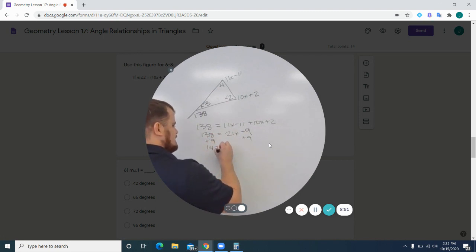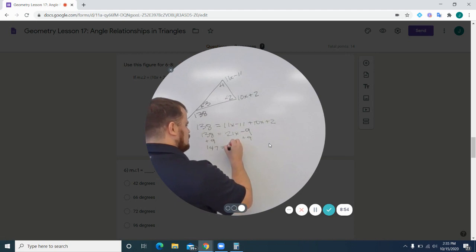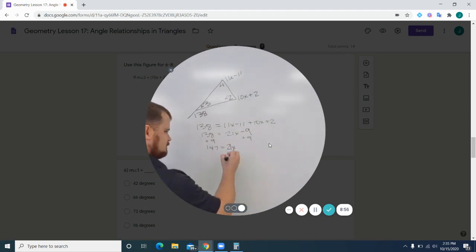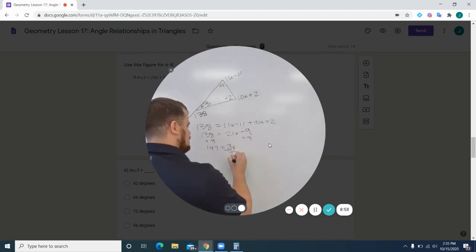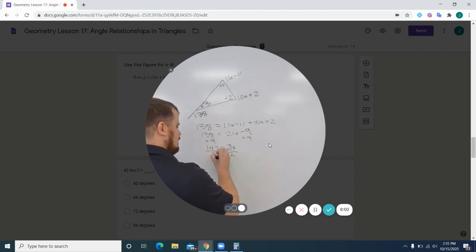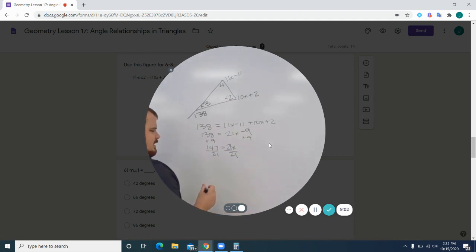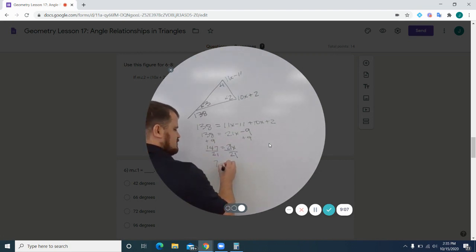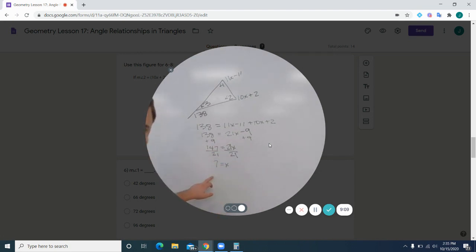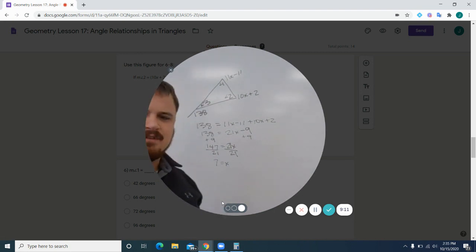And we have 147 equals 21x. So we'll divide by 21, divide by 21. And this should be 7. 147 divided by 21 gives us 7. So x equals 7. So we know x is 7.